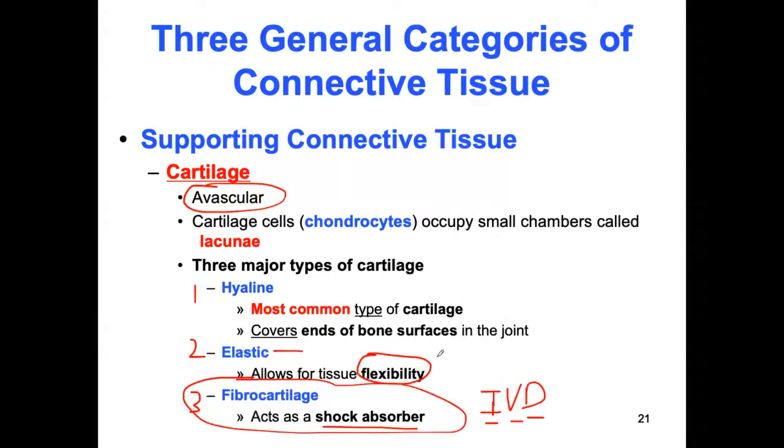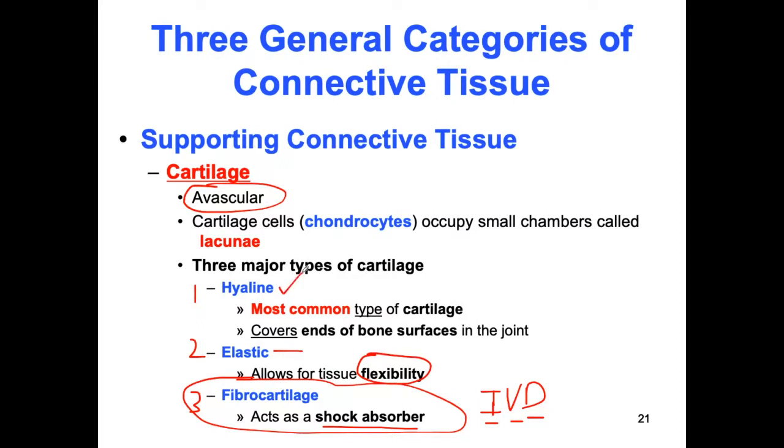Elastic cartilage is for more flexibility. We'll see it in the ear, like the helix of the ear. We'll find it in the nose. We'll find it in the lungs. We'll find it in the epiglottis of the throat, more elastic.